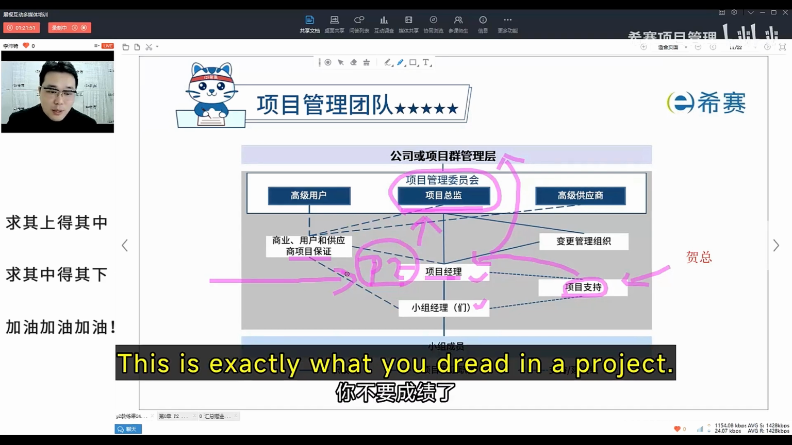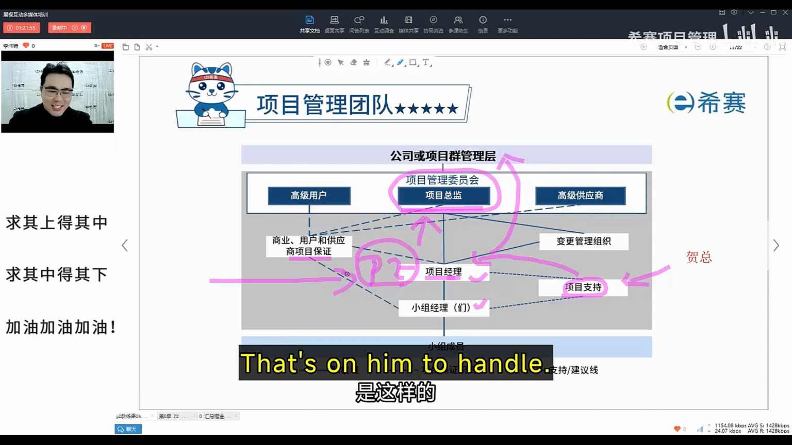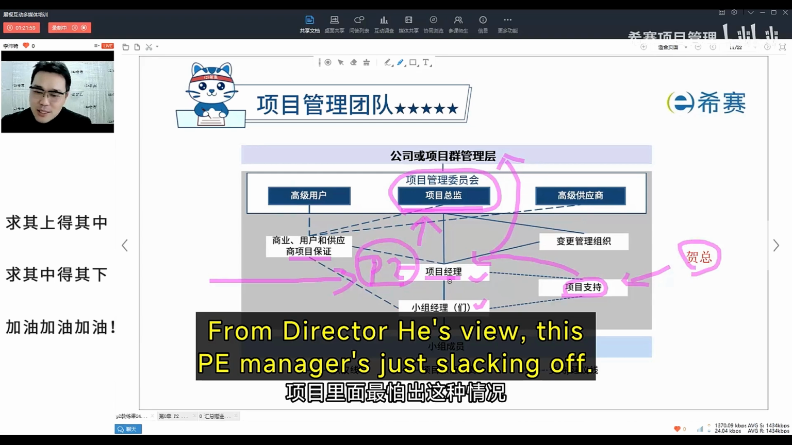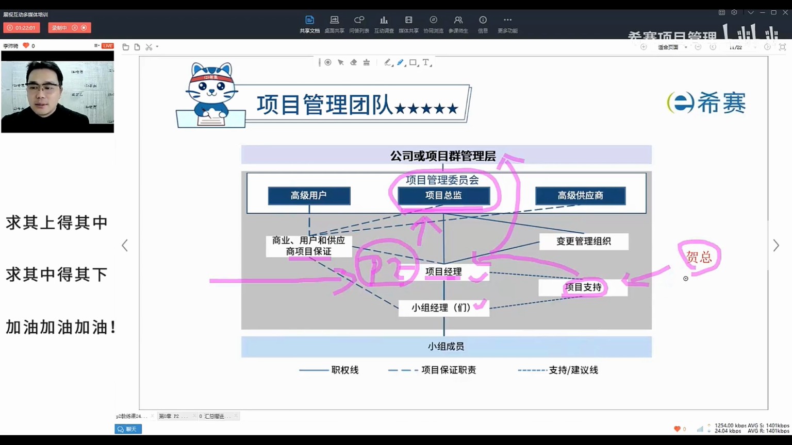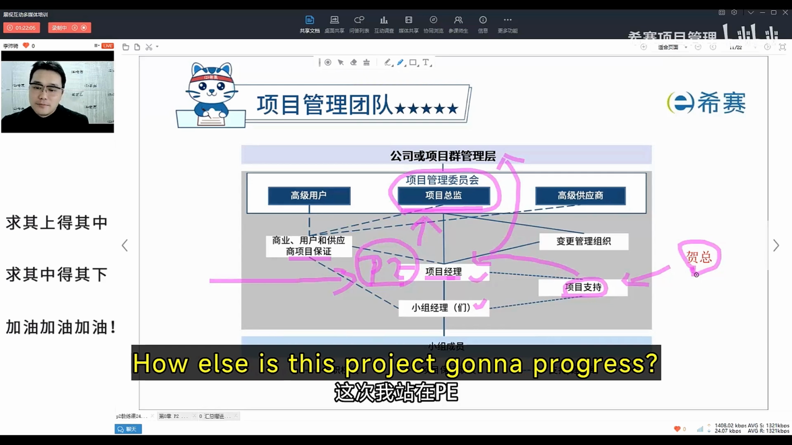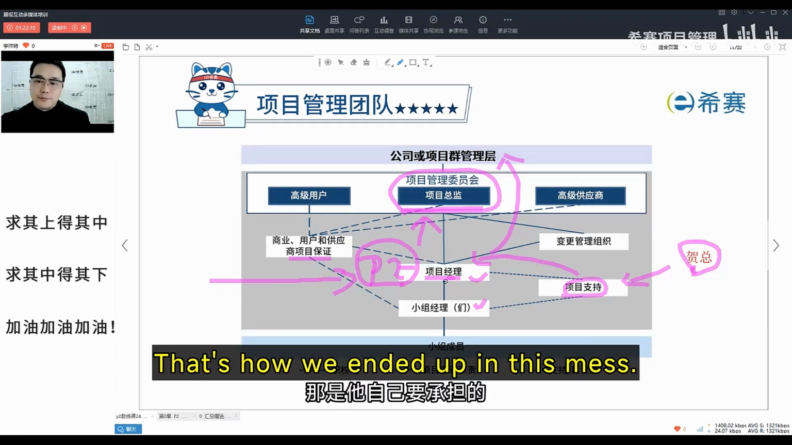This is exactly what you tried in the project. No doubt about it. In this case, I'm taking the PD's perspective. That's on him to handle. From the director's view, this PE manager's just slacking off. So I've got to do it all myself. How else is this project gonna progress? That's how we ended up in this mess.